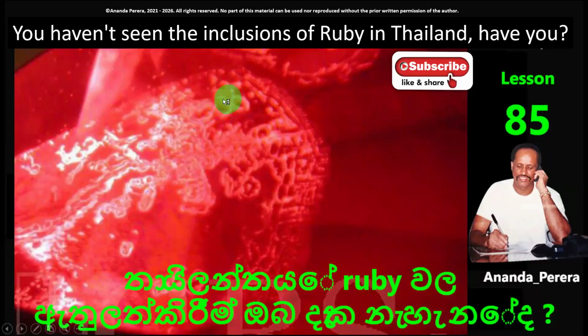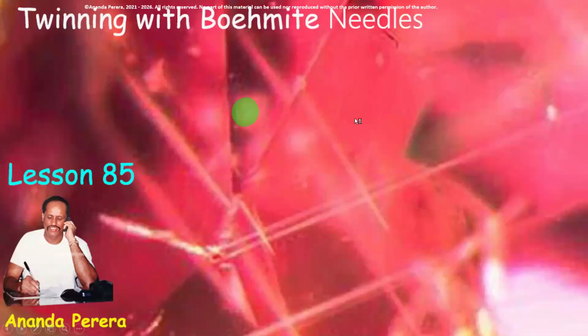Lesson number 85 in English medium, Sapphire Kingdom Gemology YouTube channel. This is an inclusion in Thai ruby. We are discussing this also, an inclusion in Thai ruby. It is twinning with bohemite needles. These are the needles, bohemite needles.